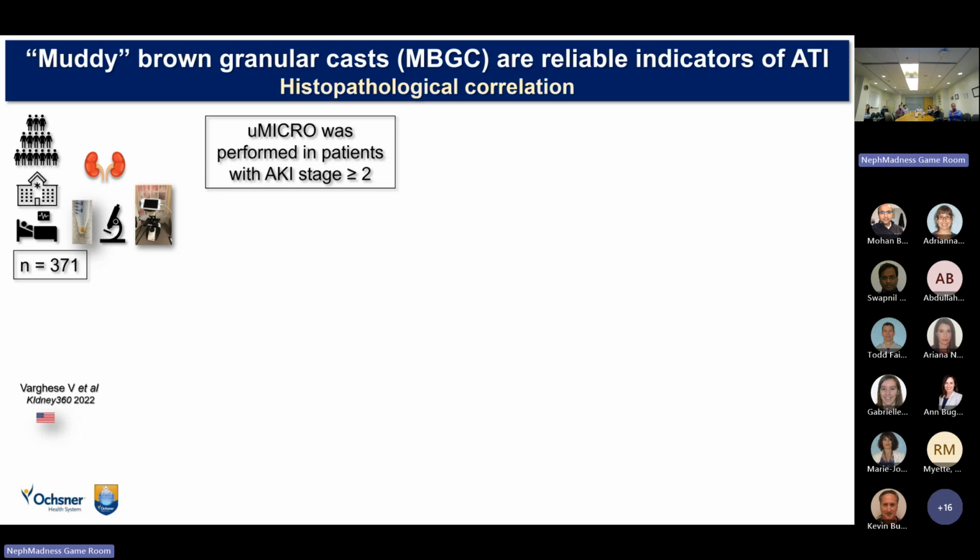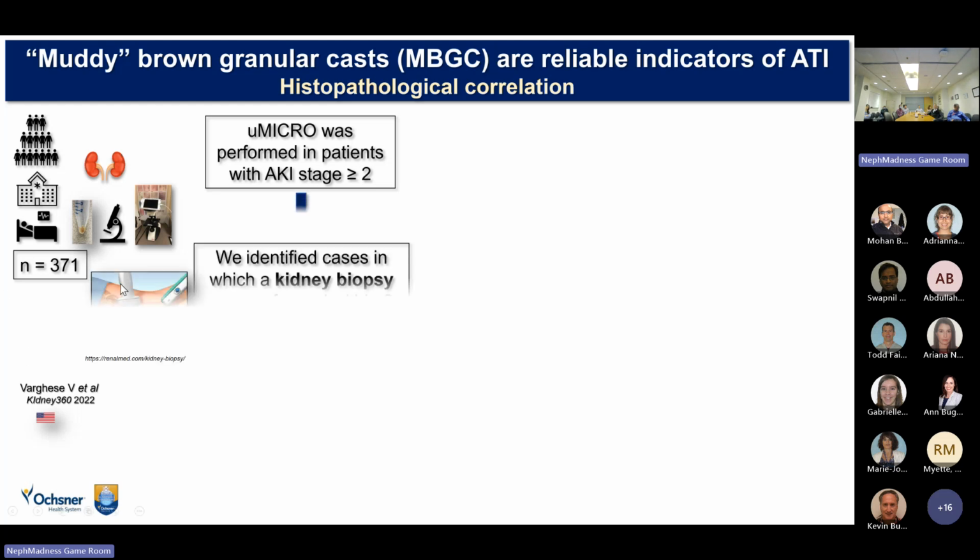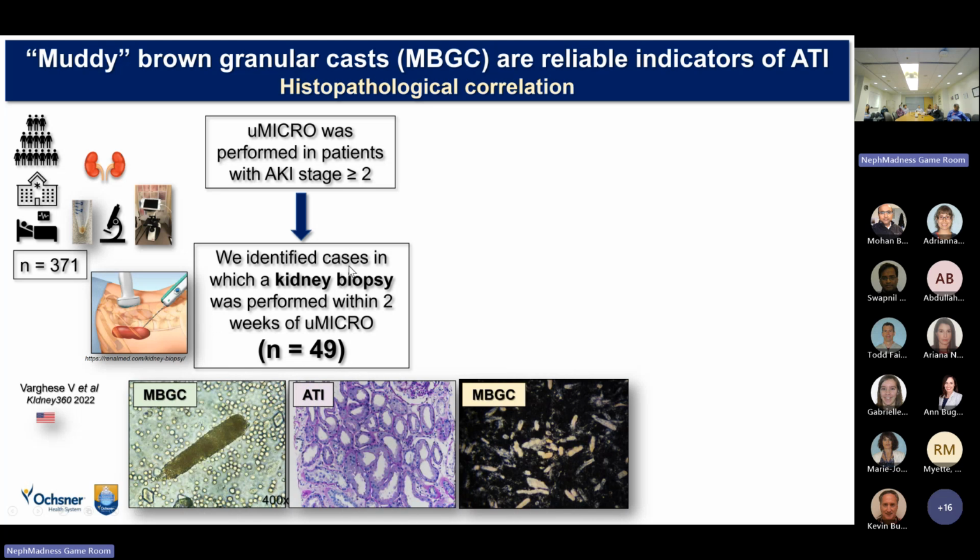Okay, and then we decided to look for confirmatory evidence of ATN, and the only way we can do that is with a tissue diagnosis. So out of this cohort of 371 patients, 49 of them had undergone a kidney biopsy within 2 weeks of microscopy. I know obviously 2 weeks could be a very long time, but the majority of patients had a biopsy done within 5 days of the microscopy, but the range that we utilized to capture more patients was 2 weeks. So this was a patient that had microscopy showing ATN, as in this dark field image right here on the bottom, and they had ATN on tissue.